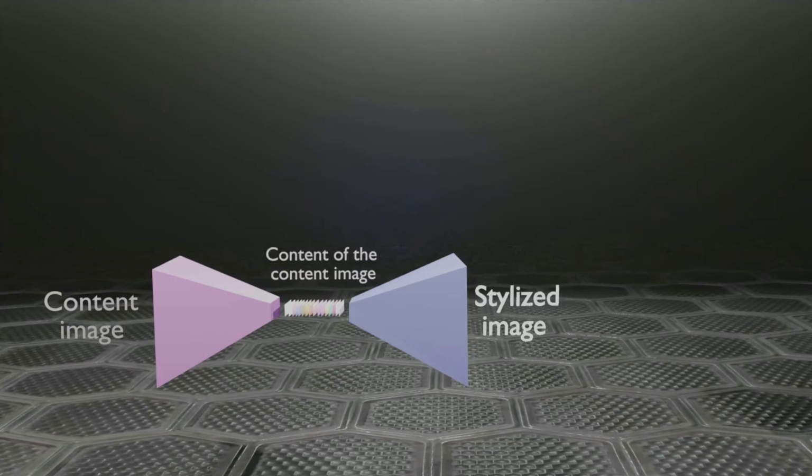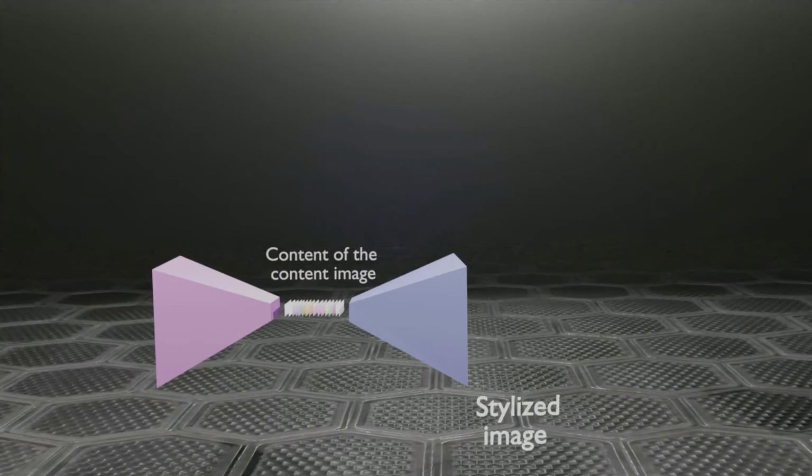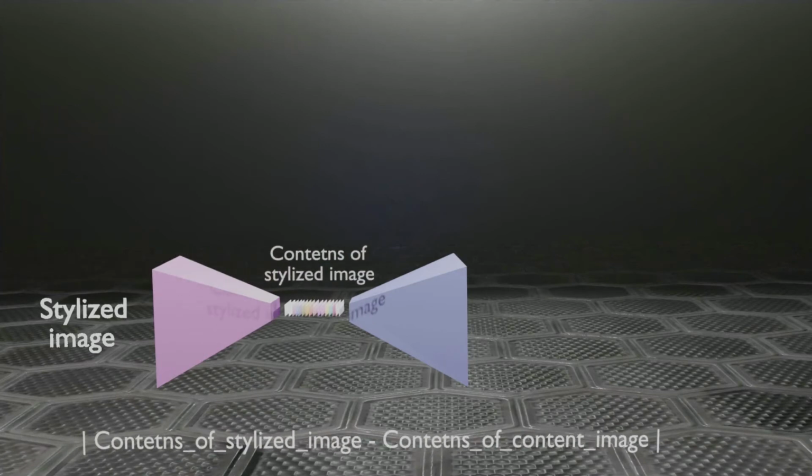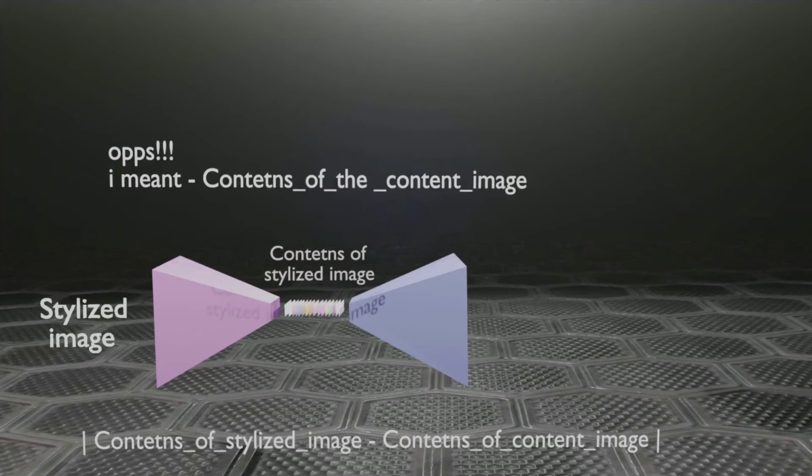The second step is to take the output of the decoder, this stylized image, and feed this stylized output to the encoder and save the output of the encoder this time too. Let's call this output of the encoder contents of the stylized image. The difference between these two saved vectors, contents of the stylized image and contents of the content image, which are of size 256 by 16 by 16, would be the style-aware content loss of the encoder.